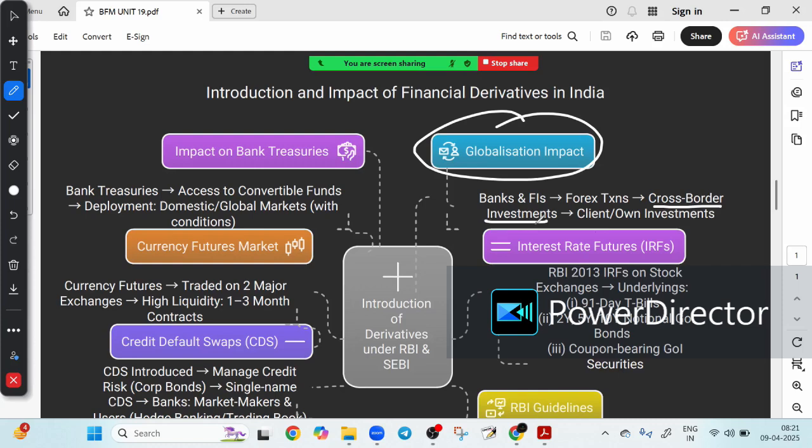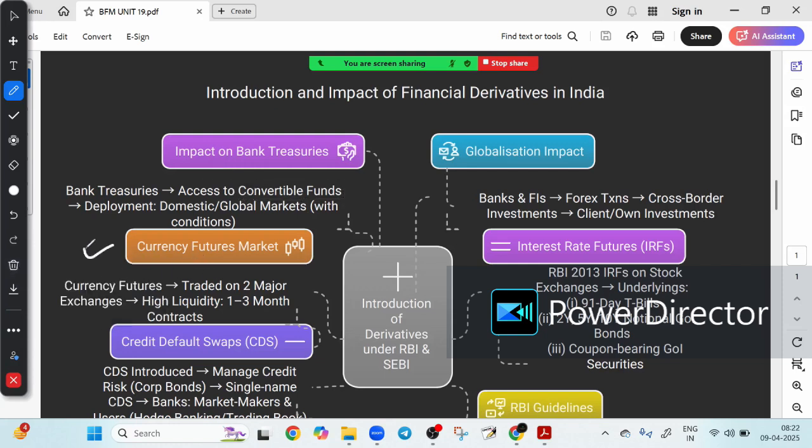Right? Then let's see the impact on bank treasury. What is the impact on bank treasury or derivative? See, bank treasury now has access to the convertible fund. You know about this convertible fund? So bank treasury now has access to the convertible fund, which can be deployed across domestic or international markets, as you can see. So this convertible fund can be deployed across the domestic market and the international market also, though of course within the regulatory boundary. It's about smarter fund use driven by strategic derivative tools. This is the impact on the bank treasury.